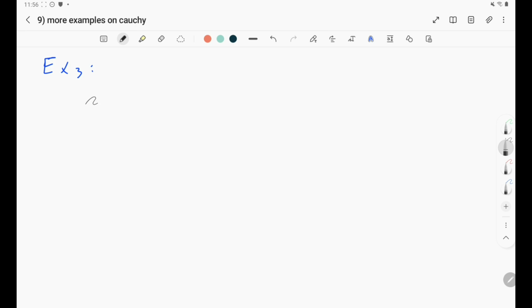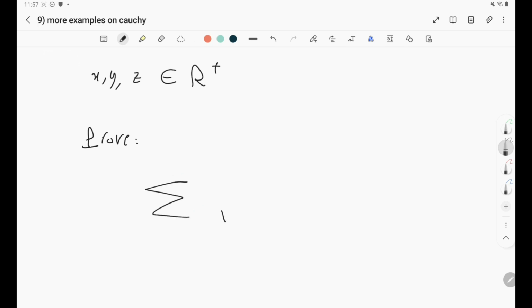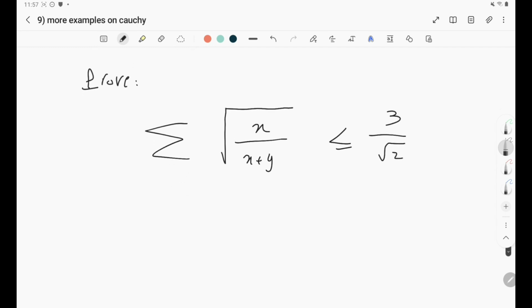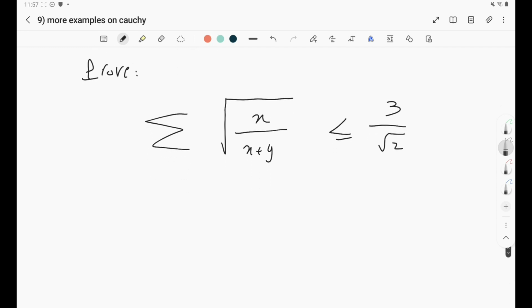is the following. Given 3 positive real numbers, we need to prove the following inequality. Sigma root x over x plus y is less than or equal to 3 over root 2. How can we handle this one? Let's see.